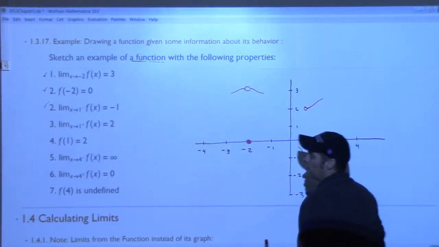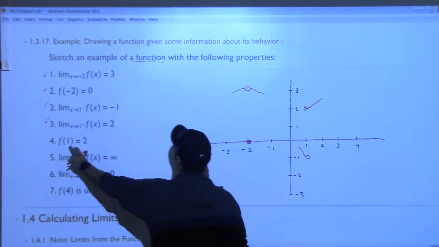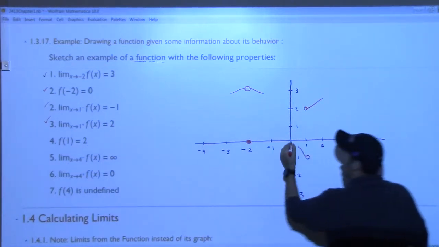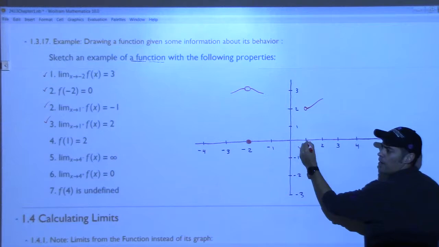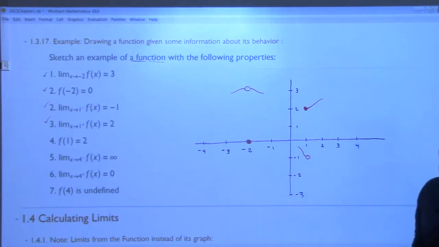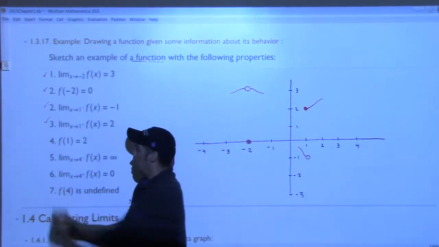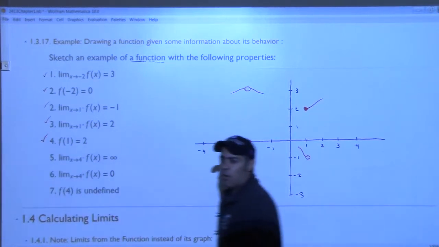Okay, we've got those. Let me do this one. f(1) is 2. That means that at 1, my function's value is 2. So I'm going to come up here and fill that hole in with a solid dot. So that's this condition right here, isn't it? That has defined our function at 1.